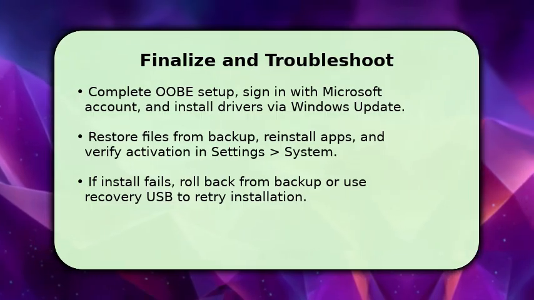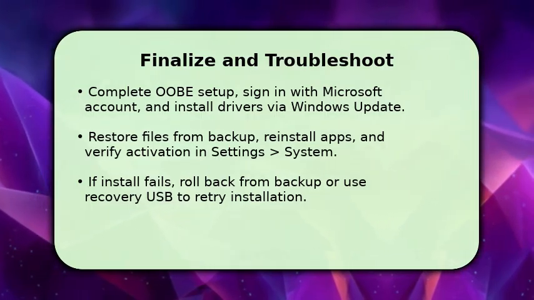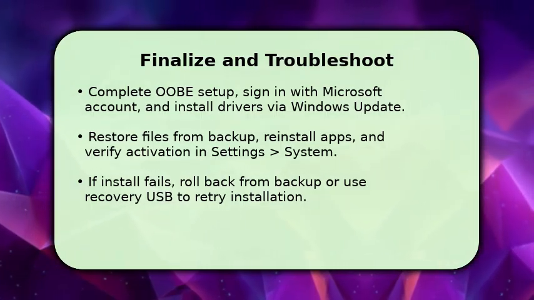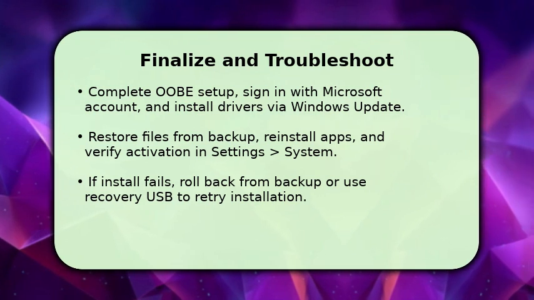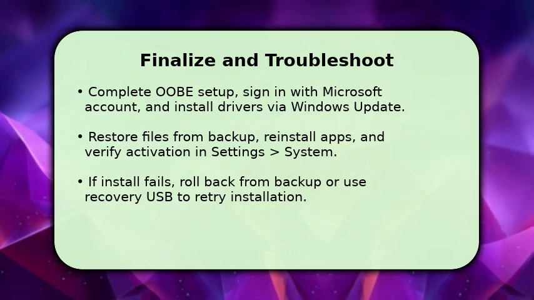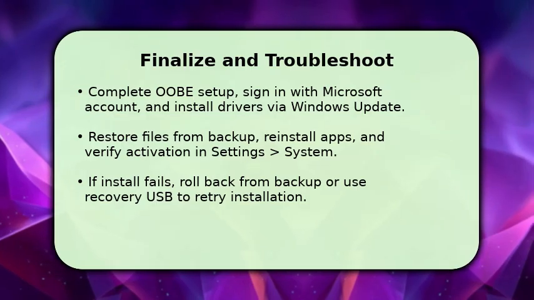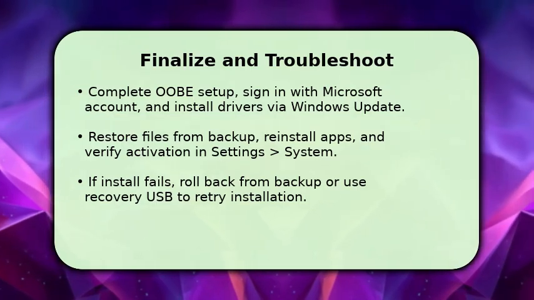If something goes wrong, installation errors or boot failures, roll back using your system image or use the recovery USB to repair or retry. This one troubleshooting step solves most failed upgrade scenarios quickly.